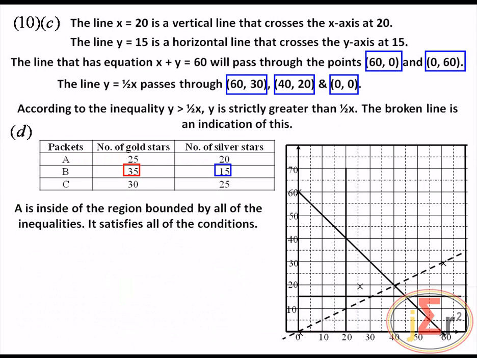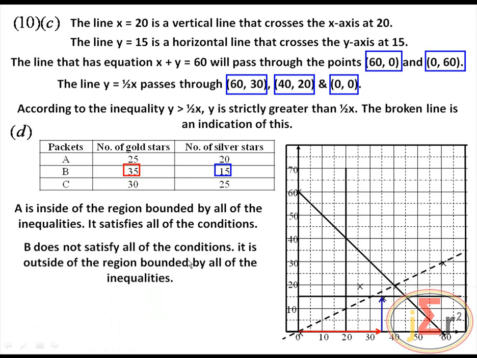What about 35 to 15? 35 go up to 15. No. It is not in the region because it is below that dotted line when y is greater than a half of x. It has to be above that dotted line to satisfy at least this one that we have right here. So we are sure that it does not satisfy the inequality. B does not satisfy all of the conditions. It is outside of the region bounded by all of the inequalities.